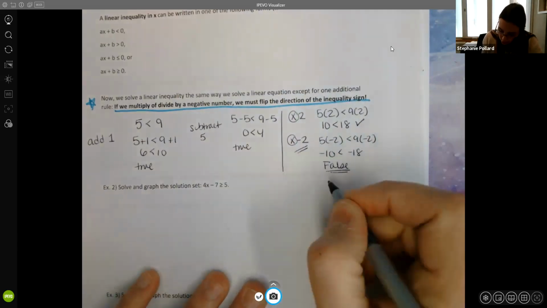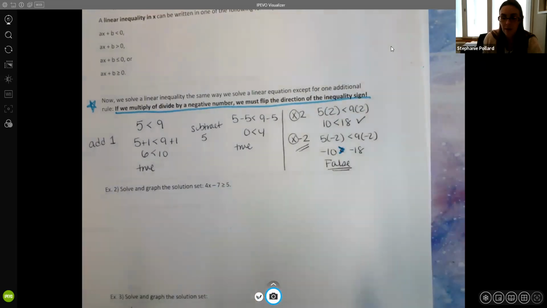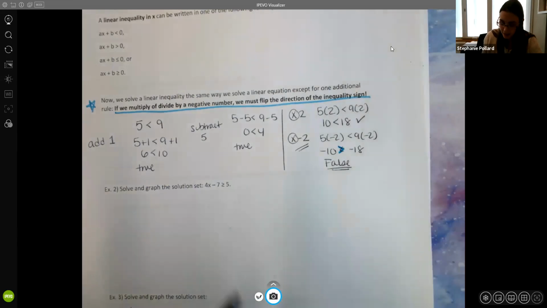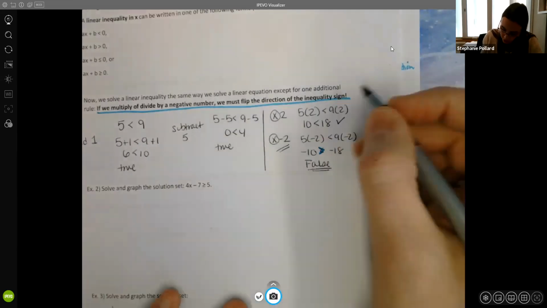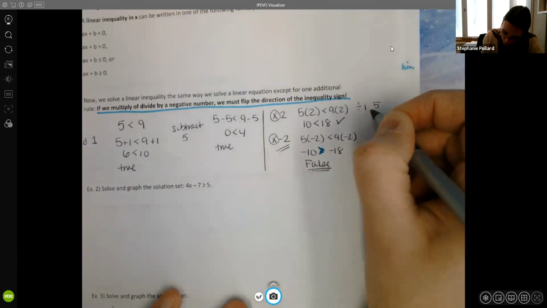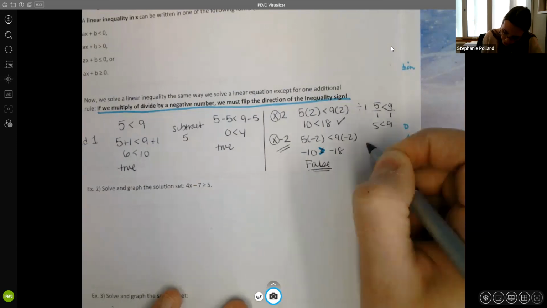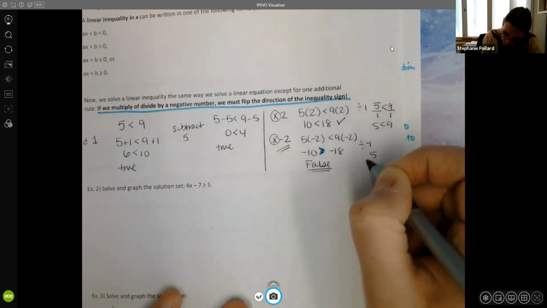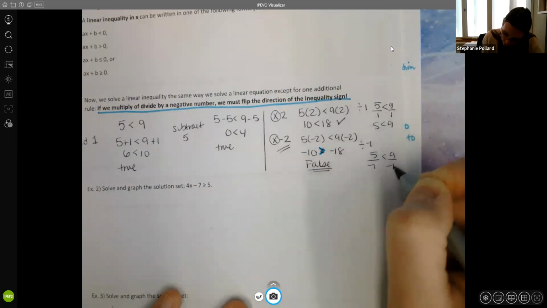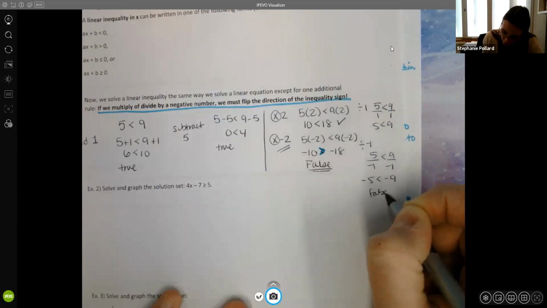So what we have to do is flip this direction. We're going to flip it around to make it true again. And the same thing happens with division, right? If I divide by 1, I get 5 over 1 is less than 9 over 1, so I still get 5 is less than 9. But if I divide by -1, I get -5 is less than -9, which again is false.